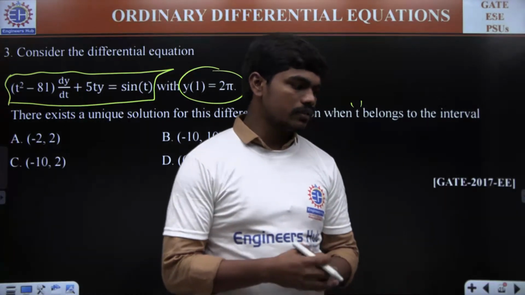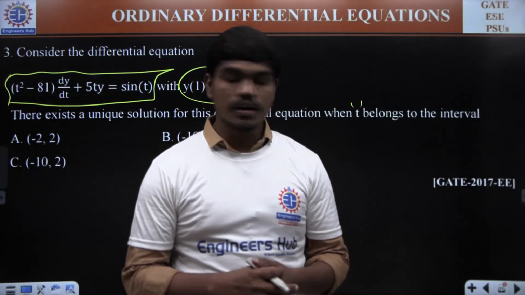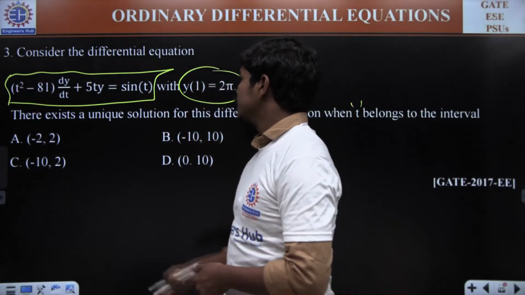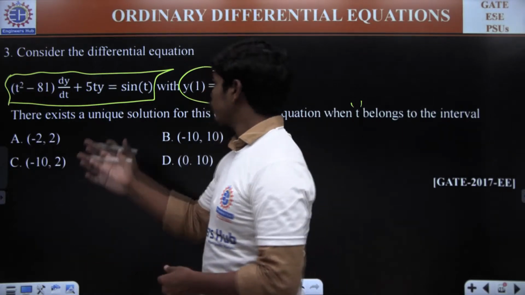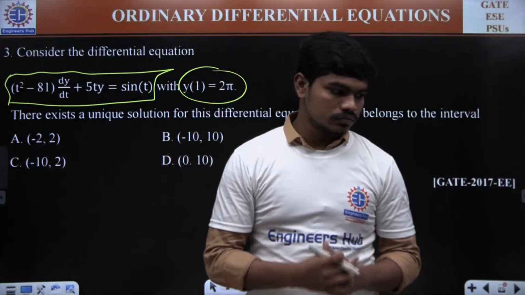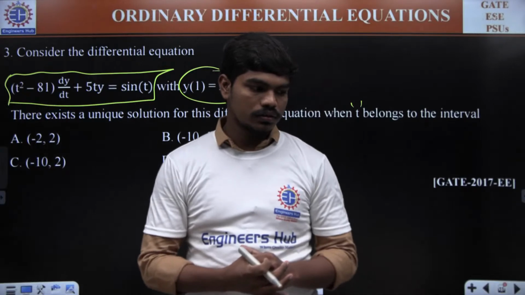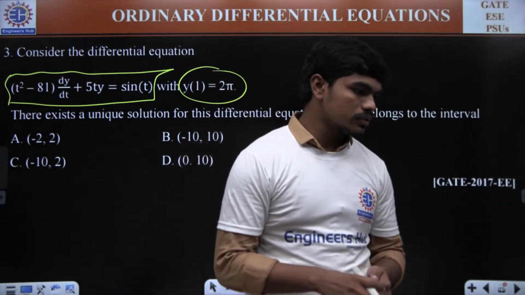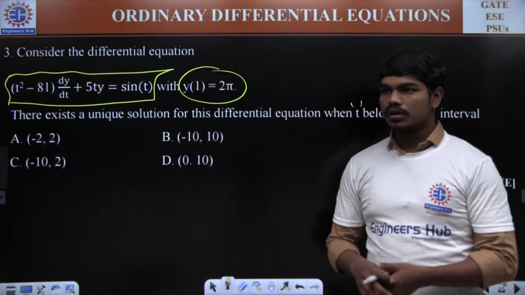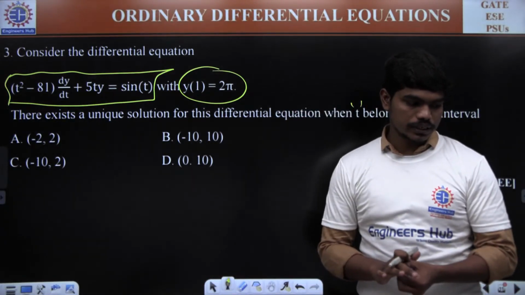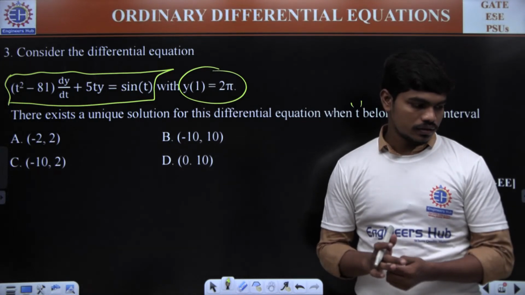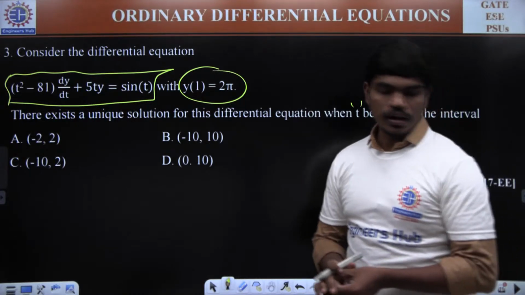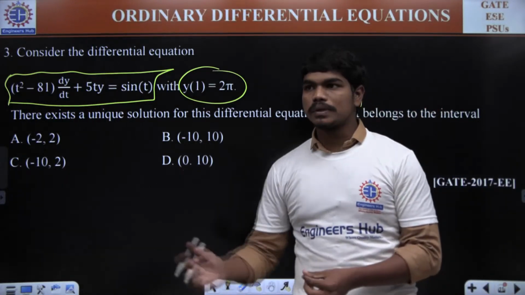Consider the differential equation. Of course, some differential equation is given: t square minus 81 into dy by dt plus 5 times t into y is equal to sine t, with y of 1 equal to 2 pi. So please try to solve this differential equation and tell me what could be the answer. Of course, I think I am blocking the board. Now you can see the options clearly. There exists a unique solution for this differential equation when t belongs to the interval. One of these 4 options is correct. So please try to solve this.